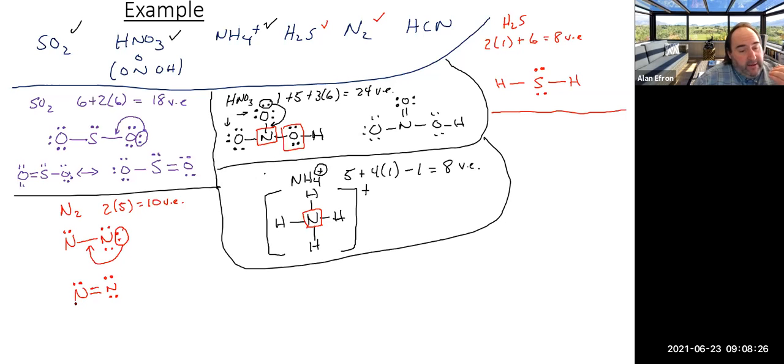Now I need to go to triple bonds. To make a triple bond, we do the same thing. We're again going to take a pair of electrons and bring it in to make our triple bond.